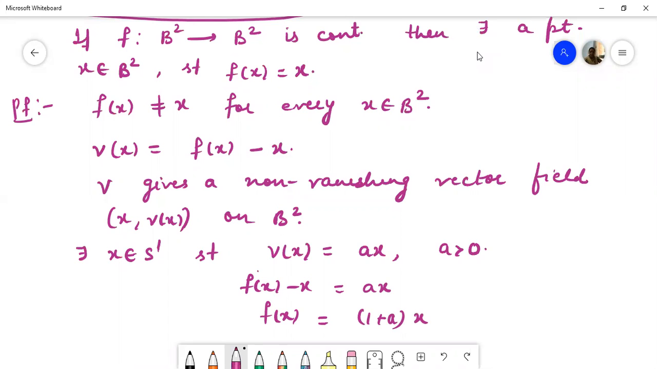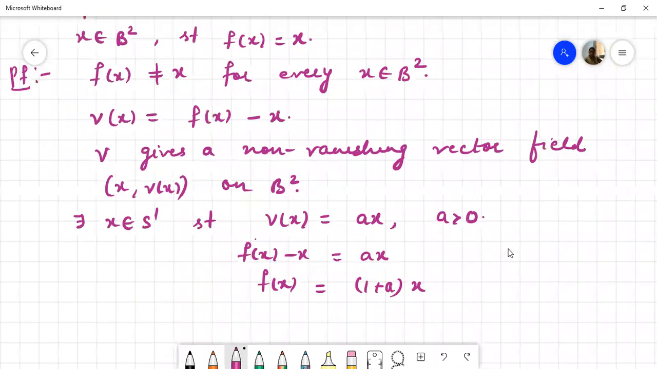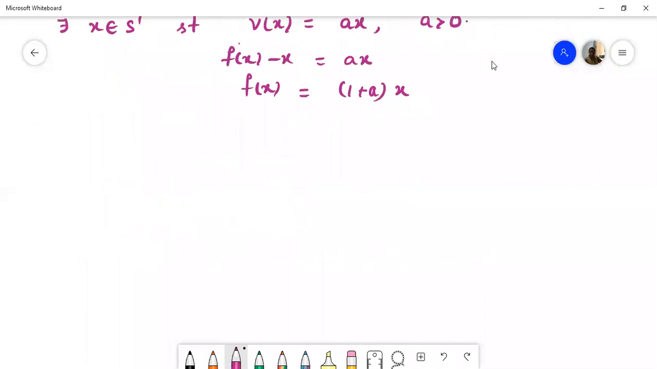Now we are saying that A is positive, then (1 plus A) times x is a point which lies outside the unit ball B2. Because A is positive, (1 plus A) times x, where this x is a point of S1, is some constant greater than 1 times x, and that will be a point lying outside the ball B2. So f(x) is equal to (1 plus A)x. That means f is mapping this point x to outside B2, and that is not possible because the given mapping f is from B2 to B2. So this is a contradiction.